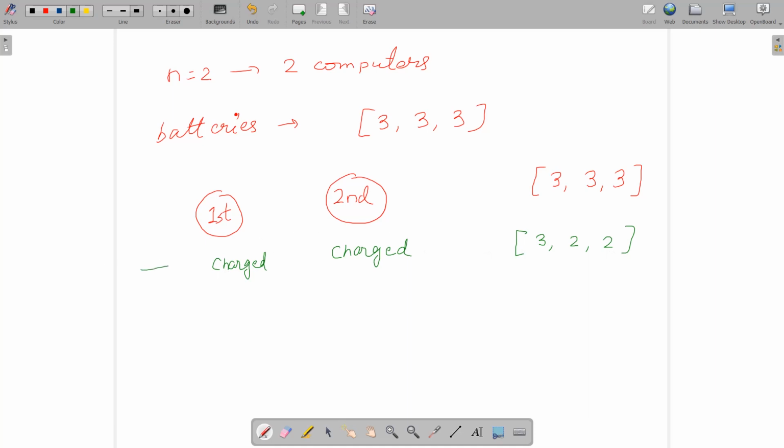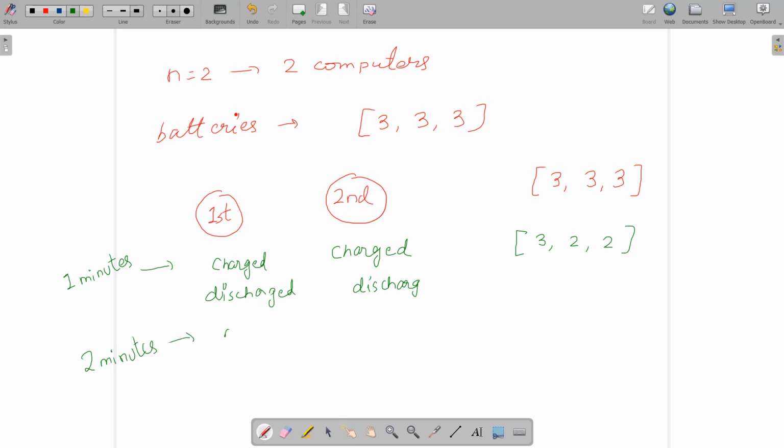Now I can run this for 1 minute. After this 1 minute, both computers are discharged, because I have charged them for 1 minute. Now the current state of the batteries is this one. I can still pick two batteries to charge these two computers because they have non-empty charge. So I will pick this battery and this battery to charge the respective computers, and you can see that I can still run for 2 minutes.